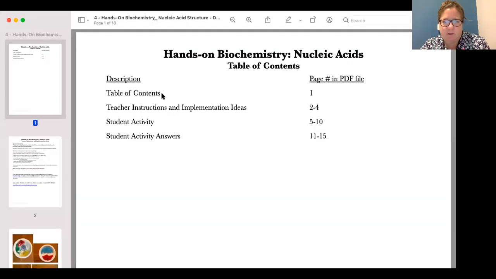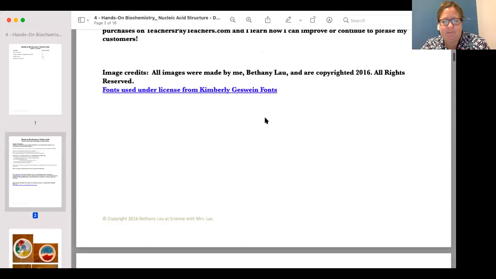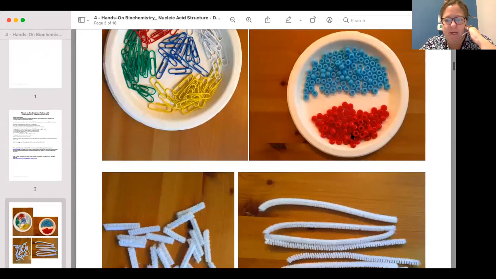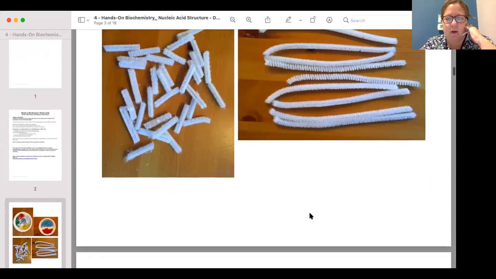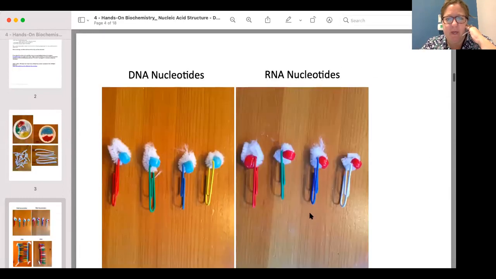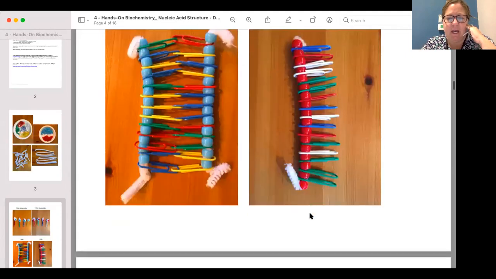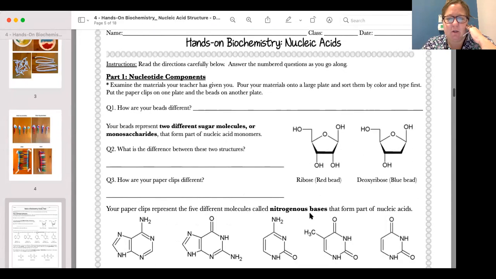macromolecule of the day, the nucleic acids. This group had 5 different colors of paper clips. They had 2 different color beads, and then they had small and longer pipe cleaners, all the same color. And they made nucleotides, DNA and RNA nucleotides, and then they made DNA and RNA. So let's look at how this works.